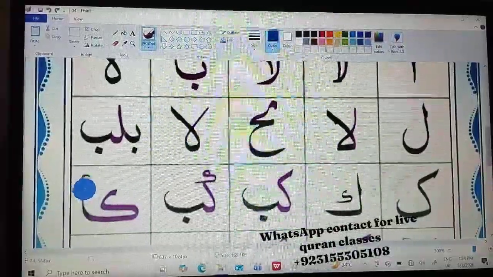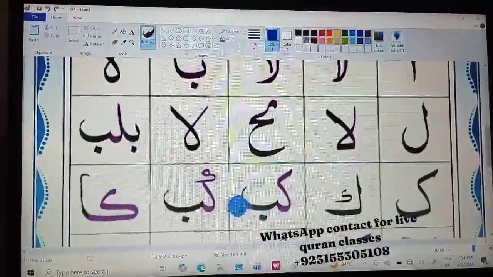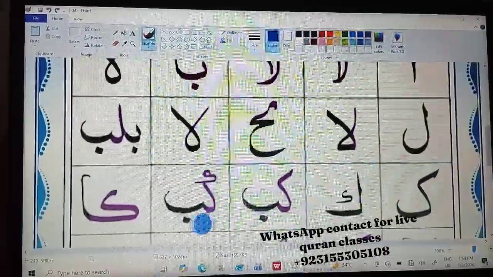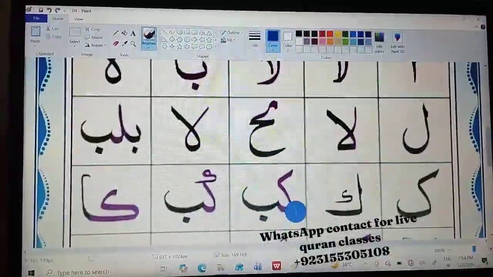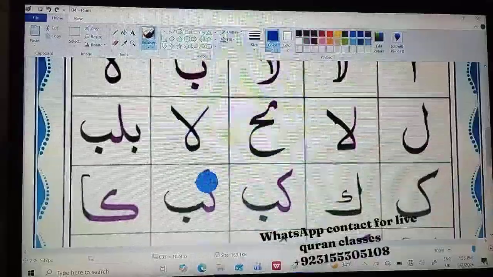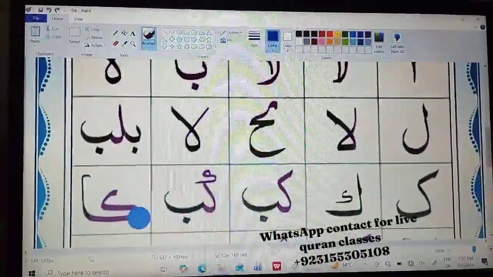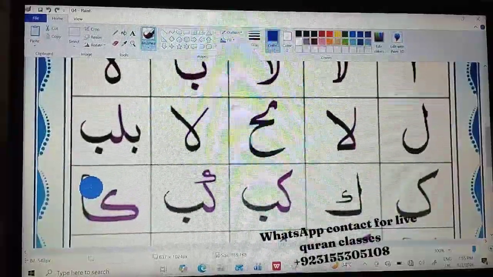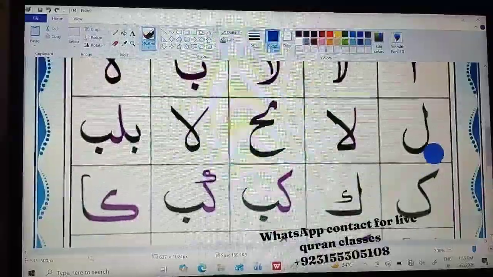Kaaf Alif. Here again the different shape of Kaaf. You see three different shapes of Kaaf. This one, and here this one, and this one. Okay, and understand it. Kaaf Ba, Kaaf Ba, and this one is Kaaf Alif. So now once again we repeat the whole lesson. We stop the lesson here, lesson number 5.